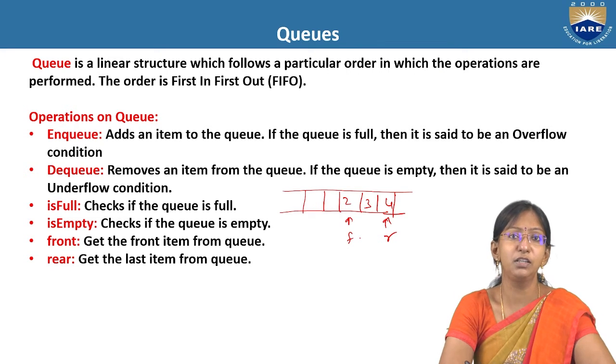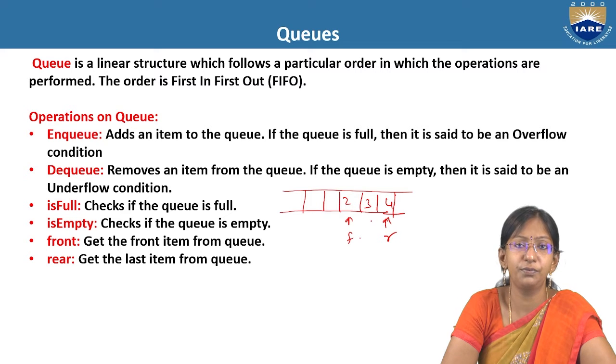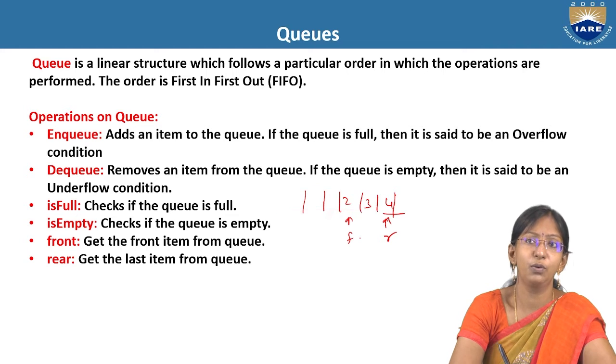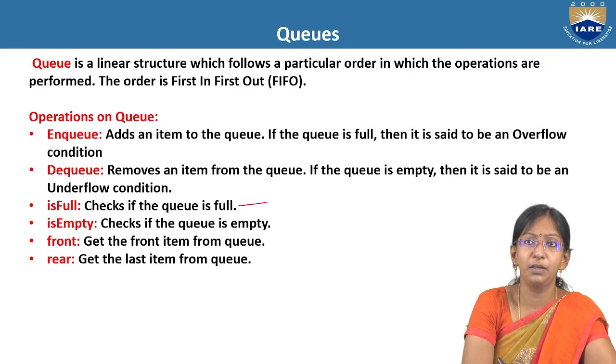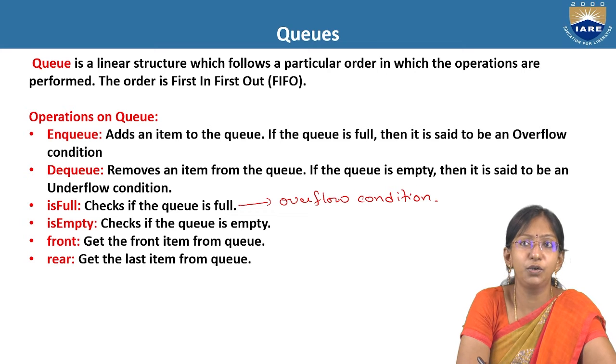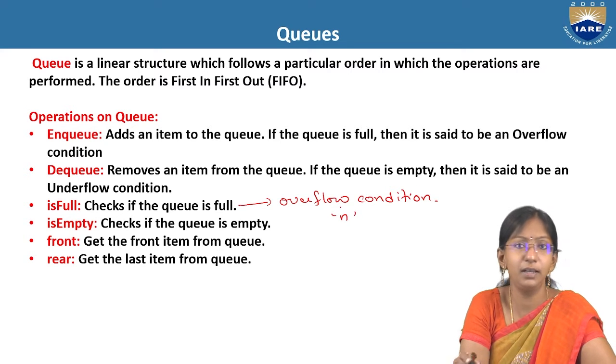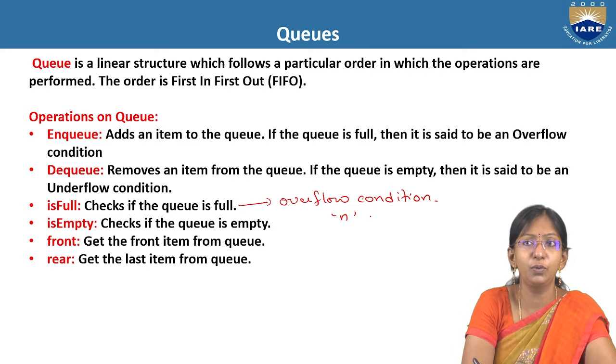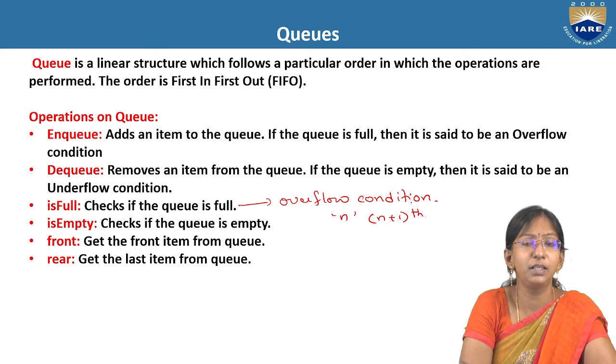First one, isFull. isFull is a function which works on the overflow condition. It is going to check for overflow. What is this condition? If the size of the queue is n and you have inserted n elements into it, and you are trying to insert the n plus 1th element, then there is no space for that. In such cases, the isFull function returns true, saying that an overflow condition has been reached. You cannot further insert an element into the queue.